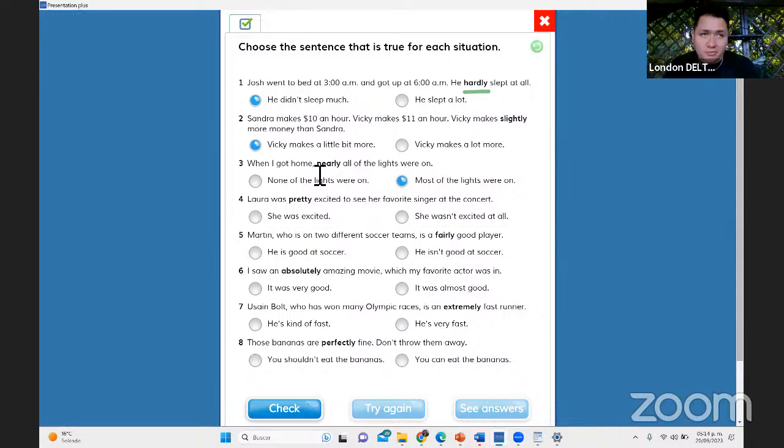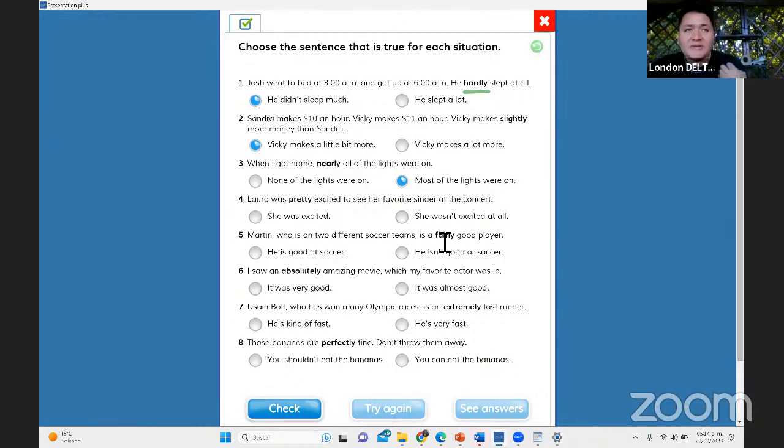So we need to continue with the next ones. We have pretty. Pretty can be an adverb or adjective. Pretty quiere decir bonito, pero en este caso quiere decir muy. Laura was pretty excited. Muy emocionada. Okay, so pretty in this case means muy.